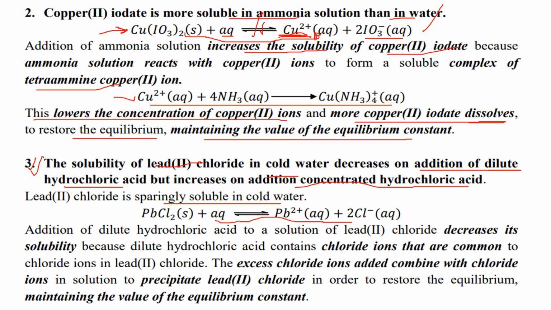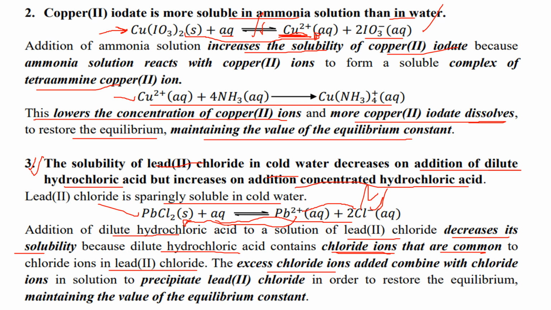Now, addition of dilute hydrochloric acid to a solution of lead(II) chloride is going to decrease its solubility because dilute hydrochloric acid contains chloride ions. Remember the common ion effect. Dilute hydrochloric acid contains chloride ions that are common to the chloride ions present in lead(II) chloride. Excess chloride ions react back with lead ions in solution to form back lead(II) chloride.